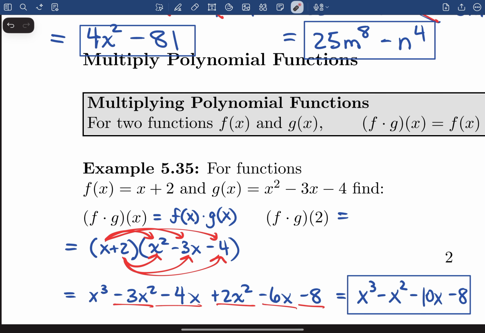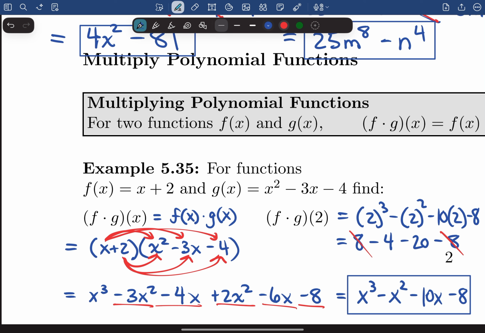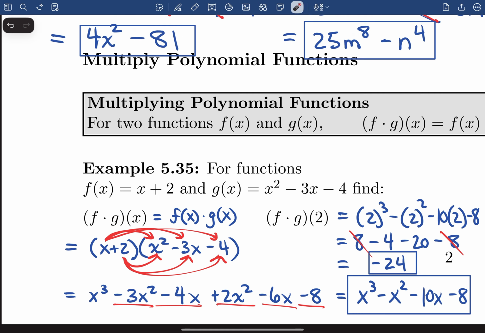So this is f times g of x. I want to find f times g of 2. Just input 2 in for x in this expression. So that's what I'll do. I'm going to take 2 and cube it, and subtract 2 squared, and subtract 10 times 2, and then subtract 8. And 2 cubed is 8, minus 2 squared, which is minus 4, minus 10 times 2, which is minus 20, and then the minus 8 constant at the end. And you'll notice I have 8 minus 8, which cancels, and negative 4 minus 20 is negative 24. I have just found out that f times g of 2 is negative 24.